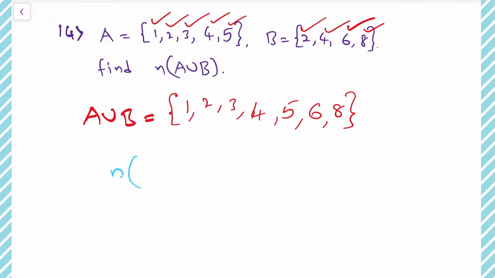Now I need to find the number of elements in A union B. So how many elements are there? 1, 2, 3, 4, 5, 6, 7. So n of A union B is 7.